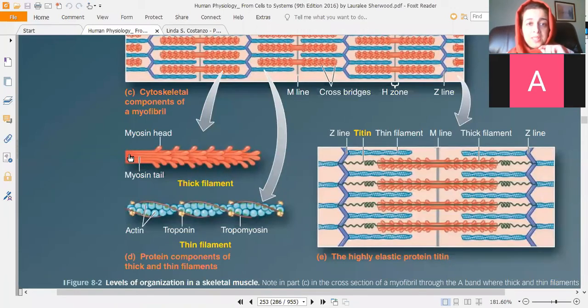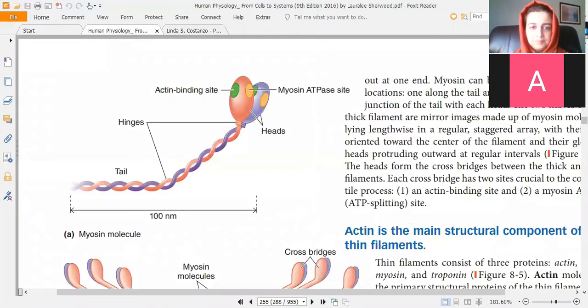And each of these stalks has 2 heads, right? 2 myosin heads with each of these thick filament stalks. And this is the only composition of the thick filament. Myosin filaments constitute the thick filaments. The thin filament is composed of 3 different types of proteins.